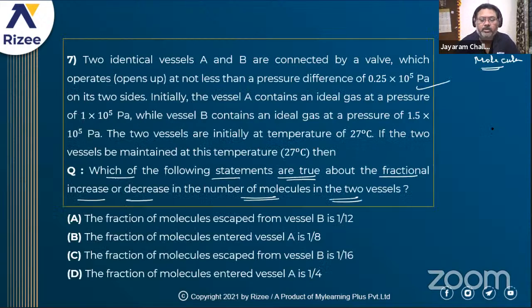So let's see the options here, please. The fraction of the molecules: this is B, this is A. It's not 1 by 4, so this is again B, this is A. So your option D has to be the correct option.